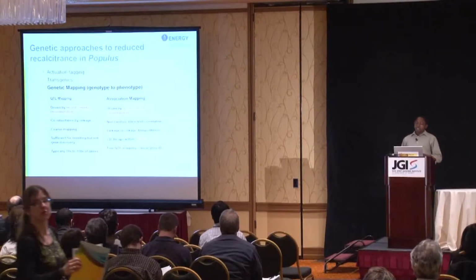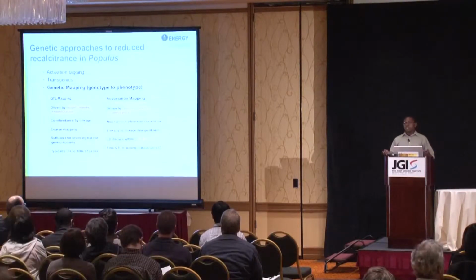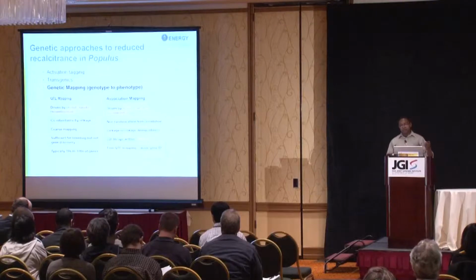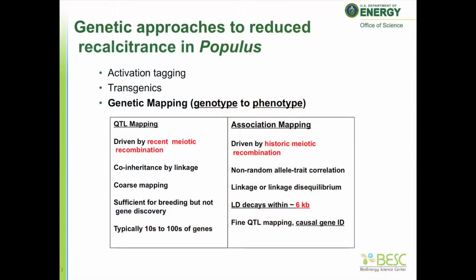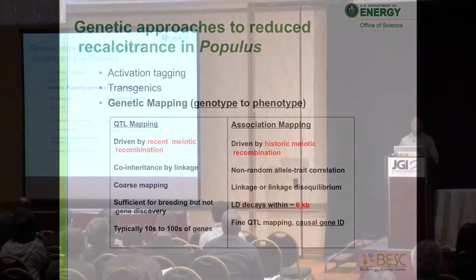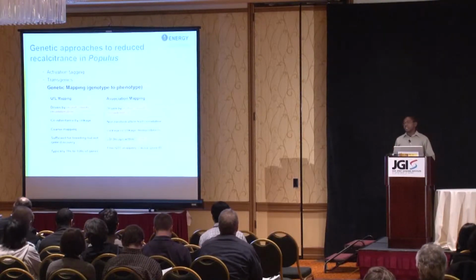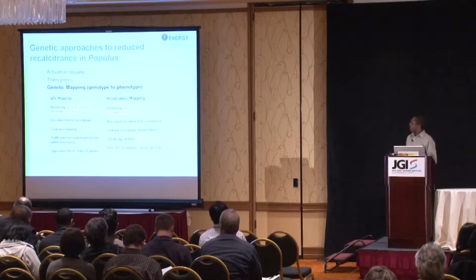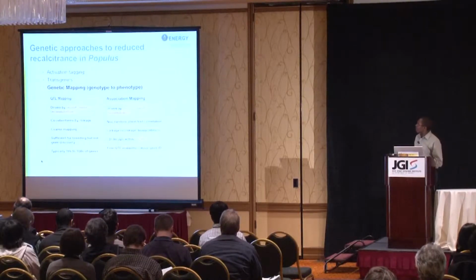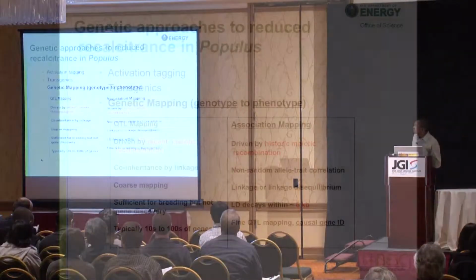There are multiple ways that we go about doing this within the plant group. One of them is that we have done work on activation tagging. We have done reverse genetics using transgenic lines. And my part in the group is genetic mapping, where we essentially correlate genotypic information to phenotype and then try to identify genomic regions or genes that regulate the phenotypes of interest. The way I go about this is briefly with two main methods: QTL mapping and association mapping.